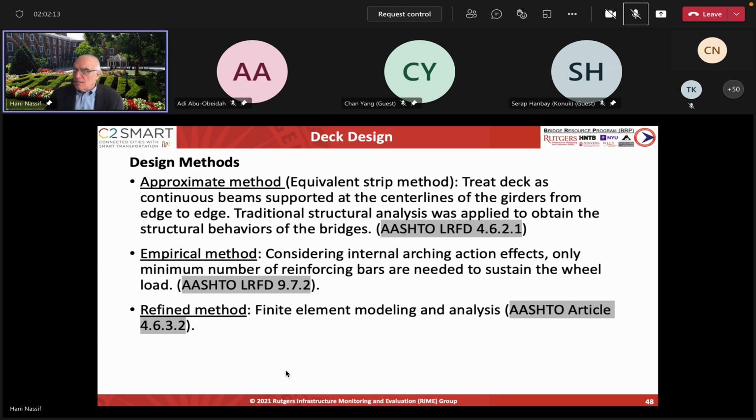So let me go here next. So for the, still it's not moving.